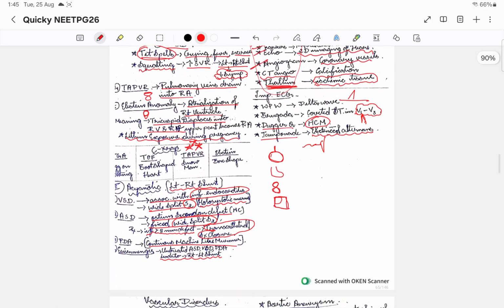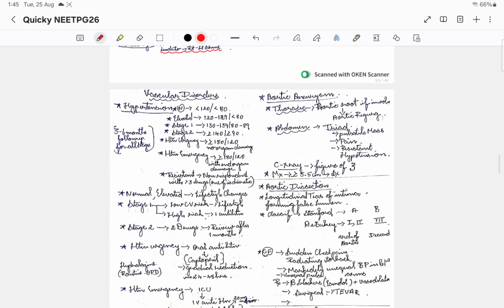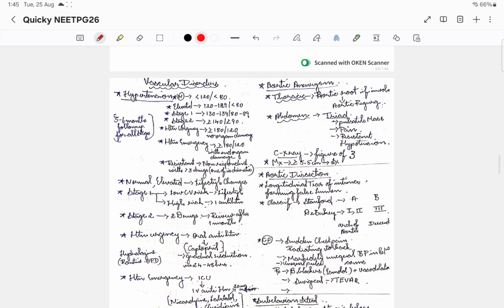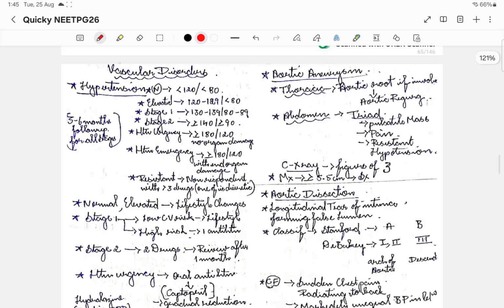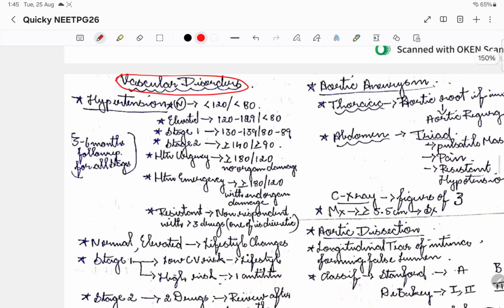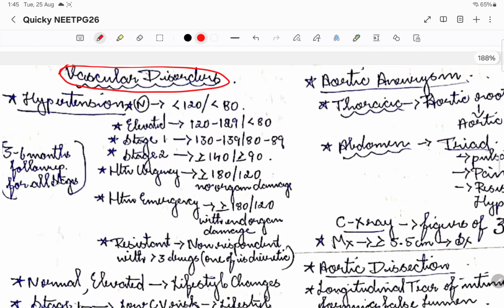Okay, so these are the basics before we dive into the particulars of heart disorders. We'll go for vascular disorders first, and then we'll study other disorders. Vascular disorders: we are starting with hypertension. With respect to hypertension, the normal blood pressure we all know, right? Less than 120 and less than 80 will be normal. 120 by 80 is going to be the normal blood pressure.